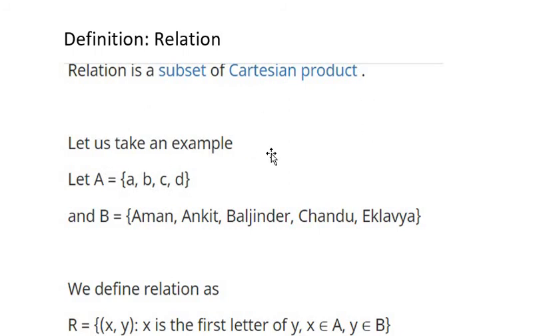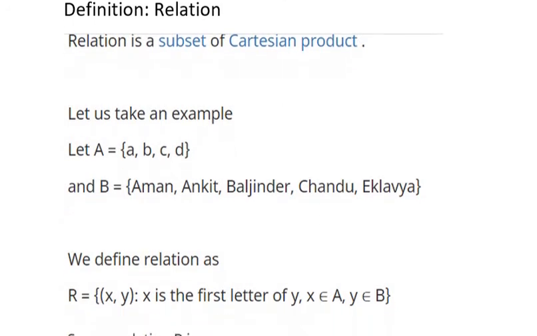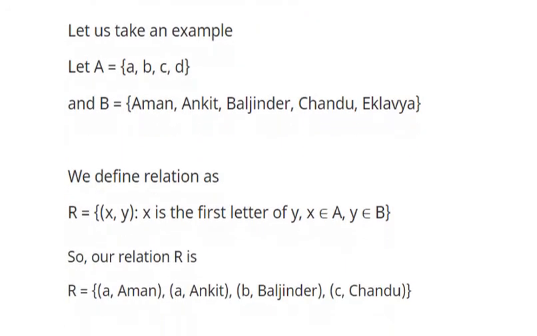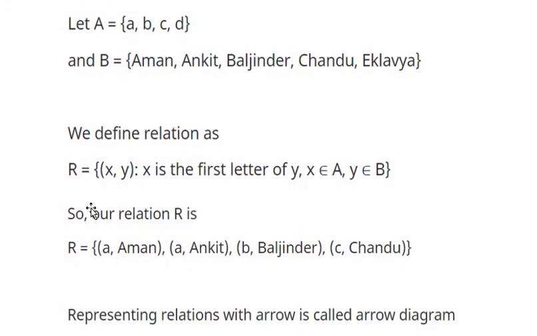Now let us take an example. Here we have A, B, C, D as set A. Set B is Aman, Ankit, Baljinder, Chandu and Eklavya. Now we define the relation as X is the first letter of Y. So when we are finding A cross B, we will take X as the first letter of Y, where Y belongs to set B.